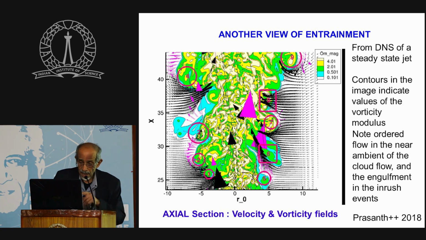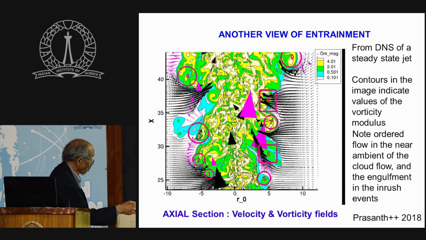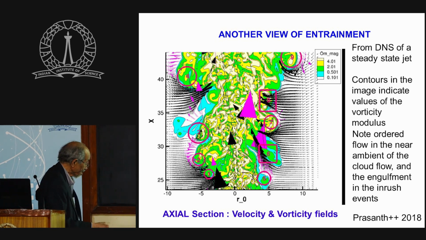A cloud-like flow, this is not a cloud, but this is a laboratory solution of the Navier-Stokes equations, a direct numerical solution. It's a steady state jet, but this is the way it looks. This was done just a couple of years ago. You can see the edge of the jet here, fractal actually, in and out, and you can see the fluid coming in from outside. This fluid is rotational, vortical, inside it is turbulent, but outside it's not turbulent, but that non-turbulent irrotational fluid gets sucked into these little gates here. And that's how the entrainment actually comes in.